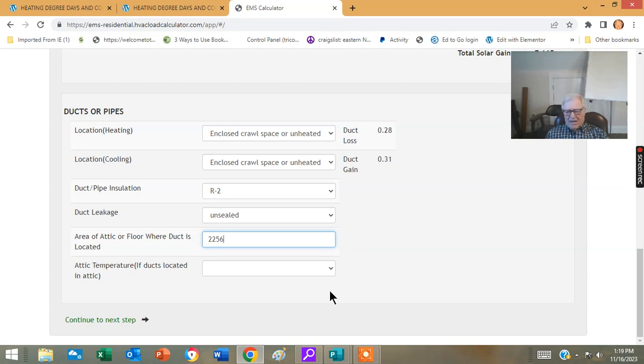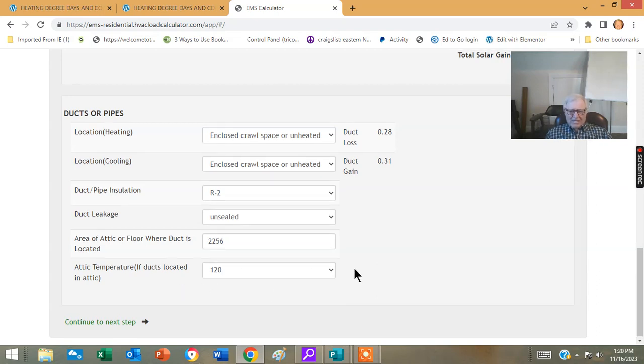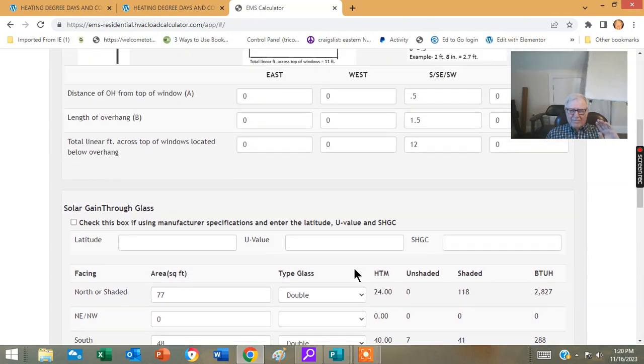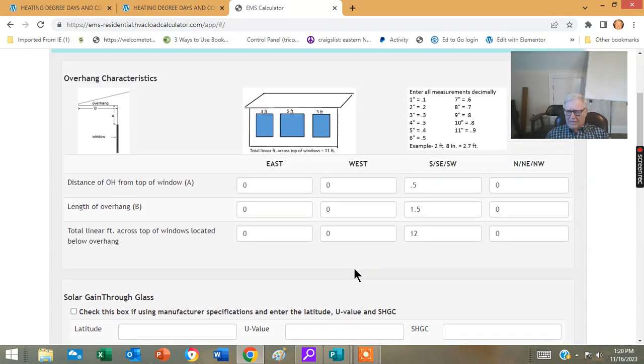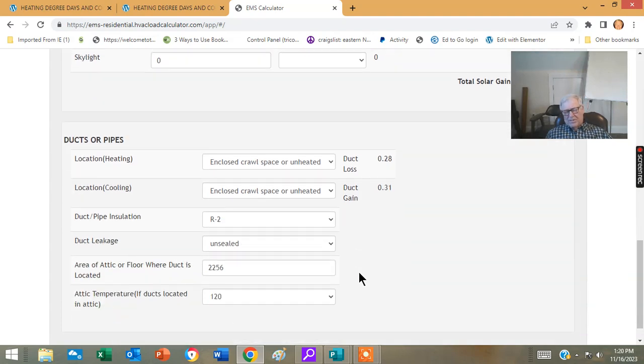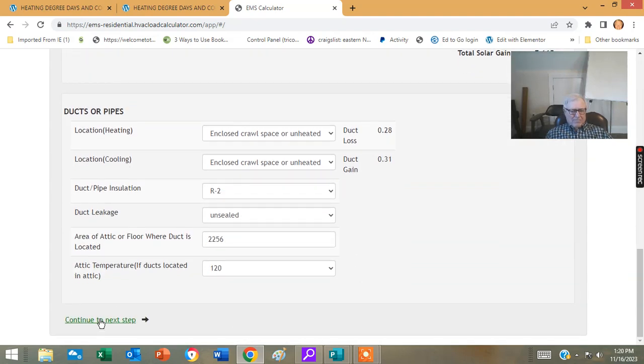Now, if the ducts were located up in the attic, you would do the same thing here. That'd be 2,256. But then they want to know how hot is it up in that attic. What's the temperature in the attic? I would have probably guessed 120. It's a guess, really. But nevertheless, you don't have to put anything. It's not going to affect the calculation. Okay, that's step 2. Now, step 2, like I say, is the toughest part of the whole calculation because you got to deal with all those windows. All right, let's go to step 3.